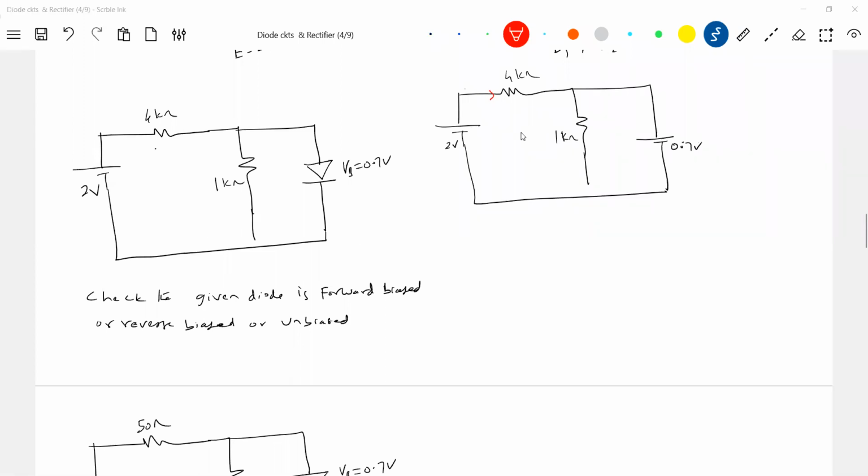Unbiased is of no use. What will happen unbiased? Finish or leave it. No. First calculate I. How to calculate I? Write the loop equation. So I is equal to 2 minus 0.7 by 4000. That is I. So 1.3 by 4 milliampere.